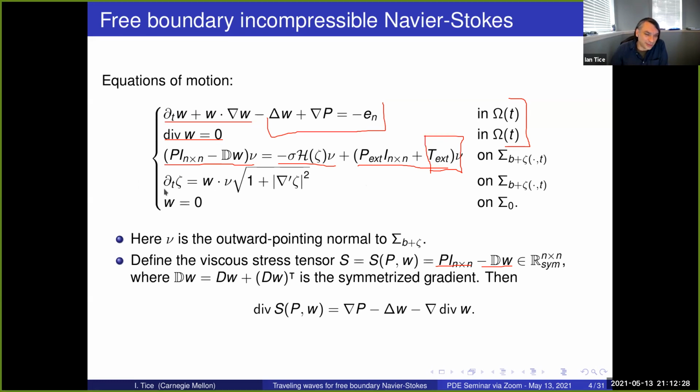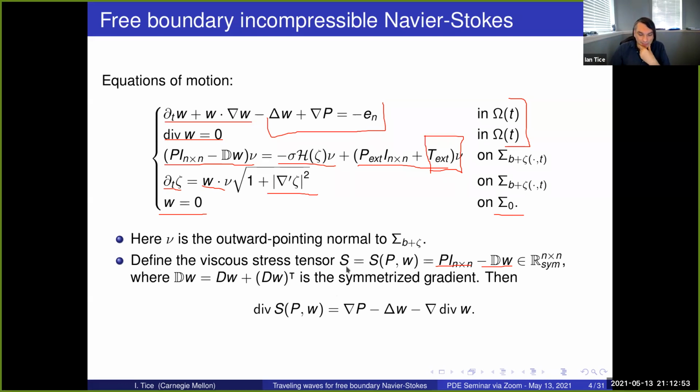And it basically just tells us that the time derivative of the free surface function is proportional to the normal component of the velocity, with a proportionality constant that's coming from the geometric distortion of the free surface. And finally, we will impose the so-called no-slip condition on the bottom of the surface. So this means that the entirety of the fluid velocity is going to vanish on the bottom.